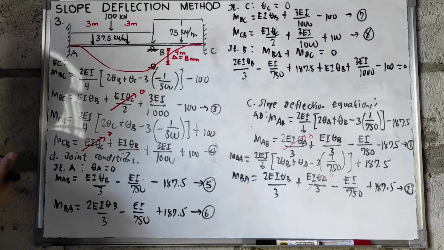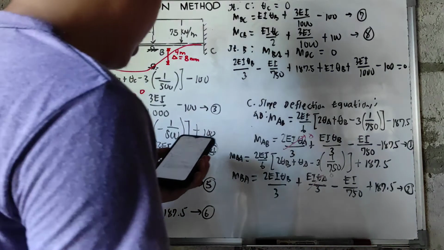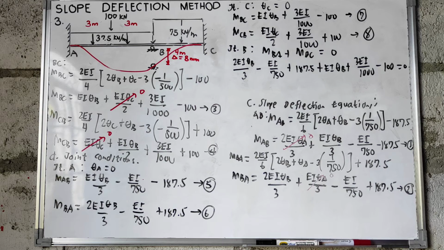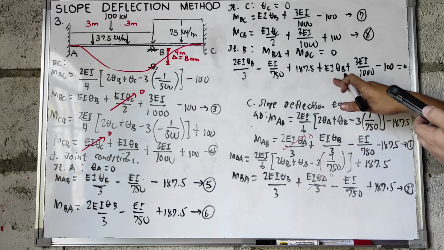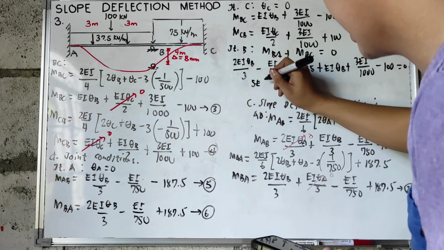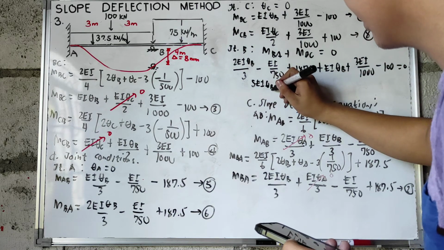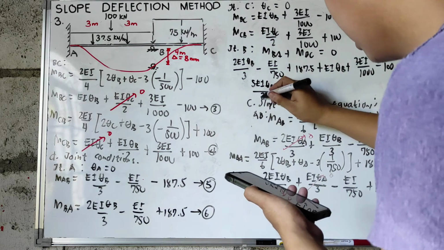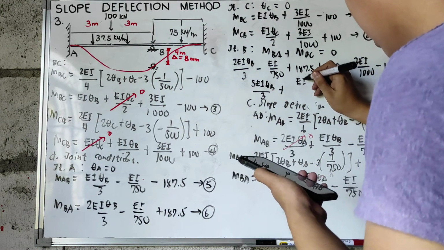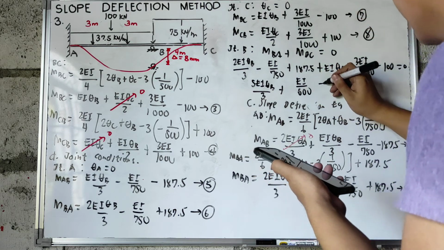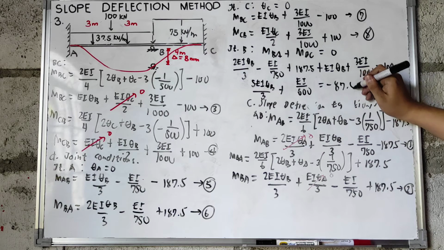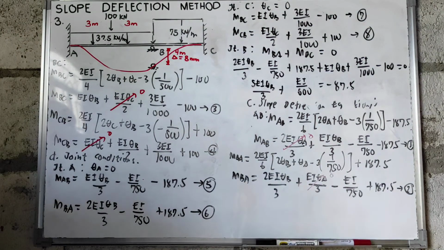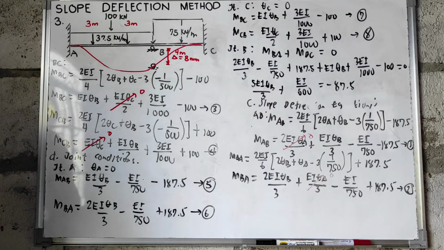So, if we arrange that, let us combine the theta B terms. So, we will have 5EI theta B all over 3 plus EI over 600 is equal to 187.5 minus 100. So, we have 87.5. Let us transpose, it becomes negative 87.5. So, the values of our formulas are now simplified.